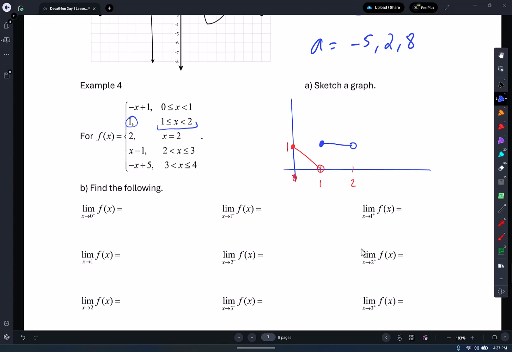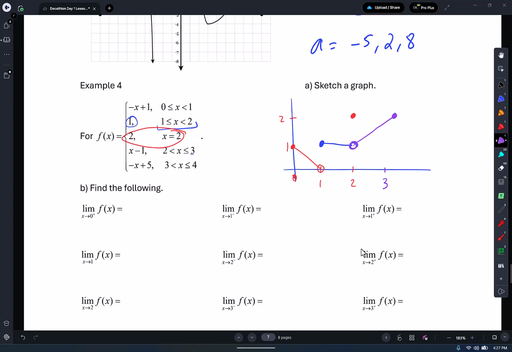At x equals 2, it says that I'm 2. So I'm just going to put a point at 2, 2. Point right there. So look, I'm color coding them. For the next one, x minus 1 between 2 and 3, it's a linear line. Plug in a 2. What's 2 minus 1? 1. So I'm going to go to 2, 1, and I'm going to put an open circle right there at 1. And then I go to 3. What's 3 minus 1? 2. So I'm going to go to 2, and I'm going to put a solid. It's a linear line, so connect them. Bam! There it is.